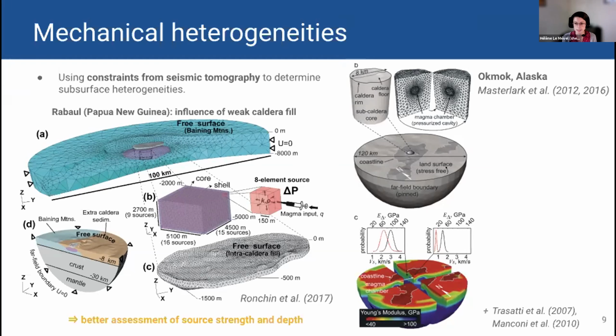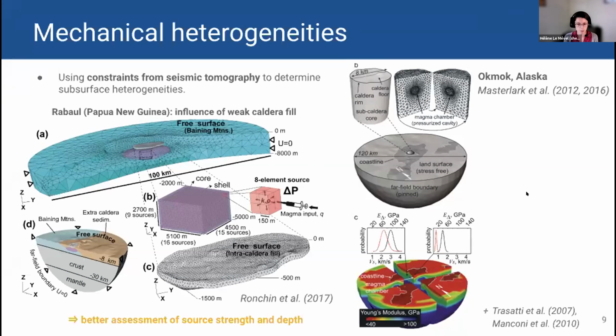And here on the right, the second example is from Masterlag and others, modeling deformation at Okmok volcano in Alaska. And both of them show that using seismically derived material properties, not only does it improve the fit to the data, but it significantly influences the parameter estimates. Specifically, the source depth is underestimated by homogeneous models, and it also affects the estimate of the source strength.